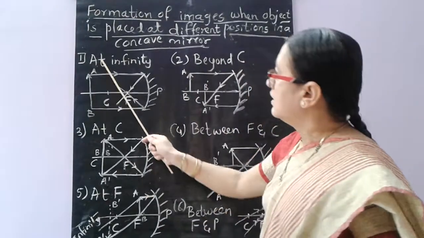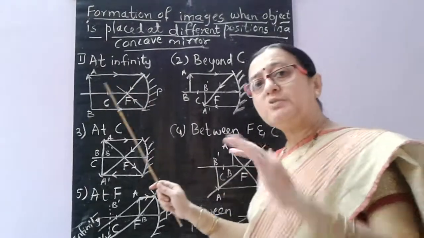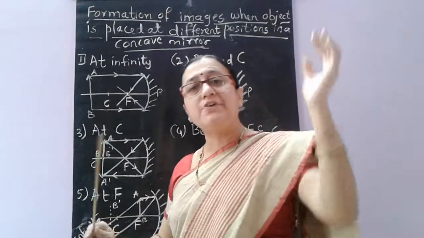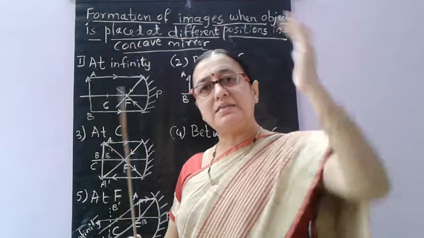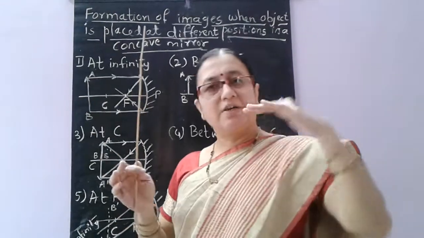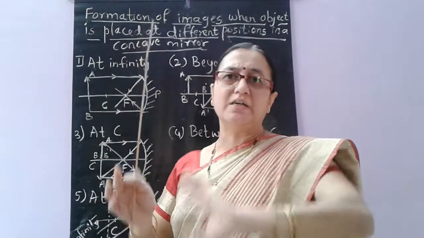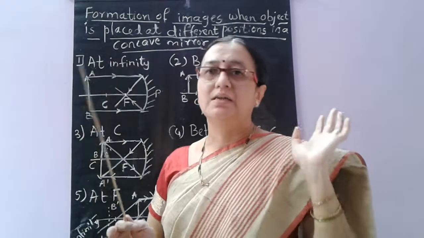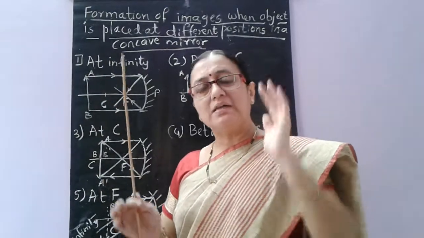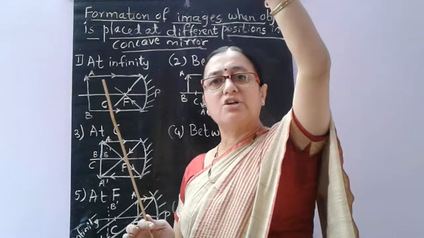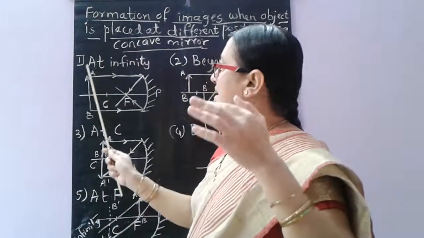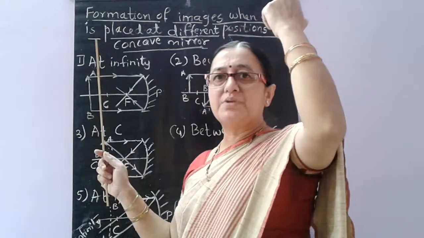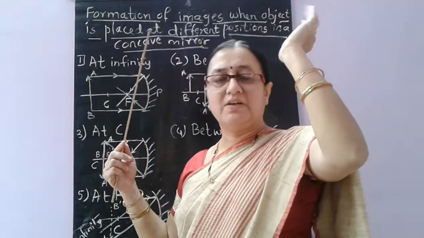At infinity means when the object is placed at an infinite distance. The only example we can take is the sun. The sun is at an infinite distance from us. We know the distance between the earth and the sun, but that is an approximate distance. So we take the sun and all the celestial objects as being at an infinite distance from us.